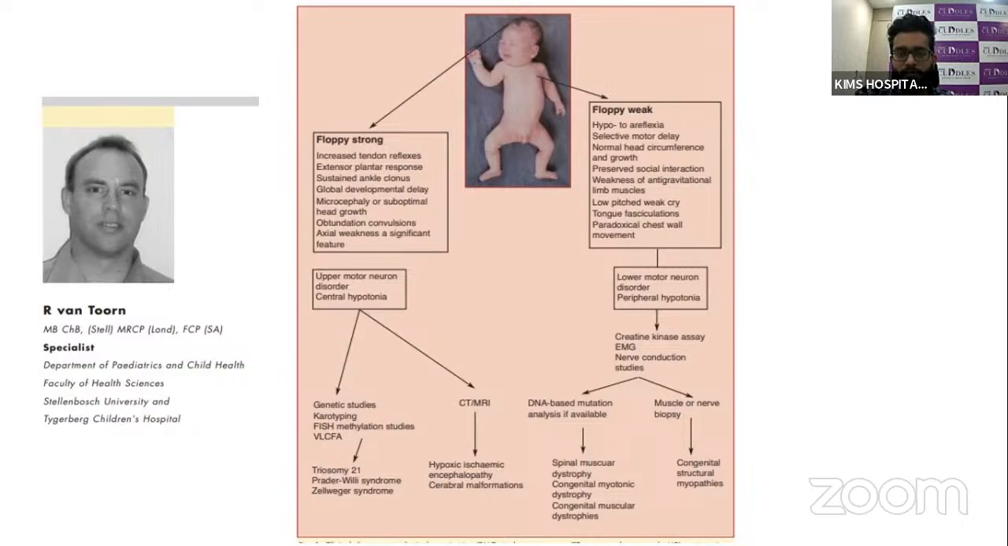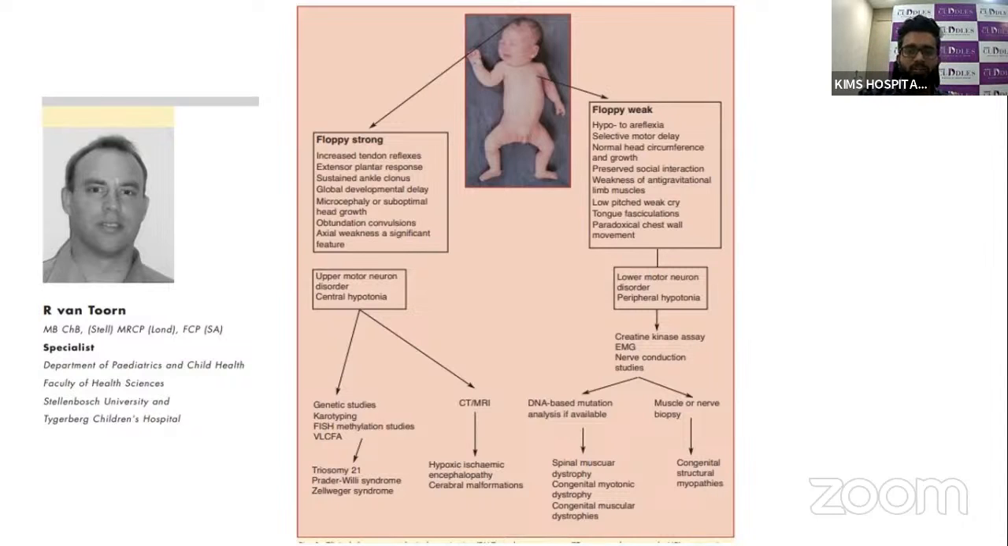If you see the description mentioned here, floppy strong has increased reflexes, that is, reflexes are usually preserved. You have upgoing plantars because the brain is involved, so you have some manifestation from the CNS. For example, I'll take spinal muscular atrophy as an example of floppy weak. Only the anterior horn cells are involved. So when you ask the developmental history, it will be a predominant motor delay or motor regression, but all the other domains are going to be normal.